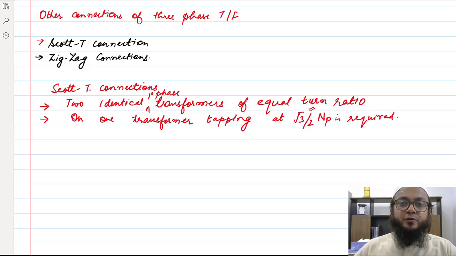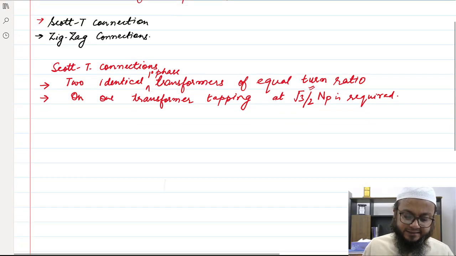Generally we use it for three-phase to two-phase conversion and for two-phase to three-phase conversion. But since nowadays we don't have a two-phase generator, it is more restricted to three-phase to two-phase conversion only. And we have one experiment related to the Scott T connection in our lab as well. So how do we make the connections here?